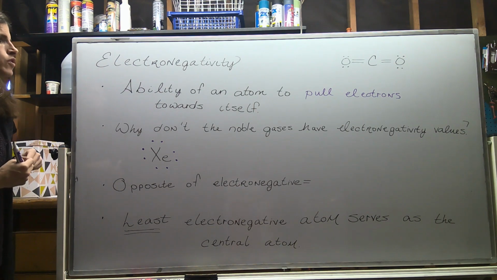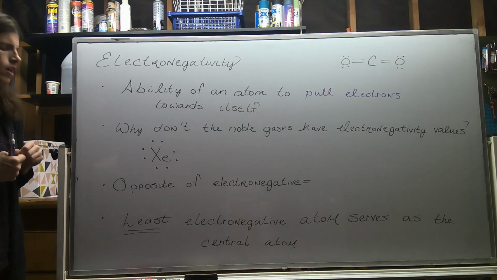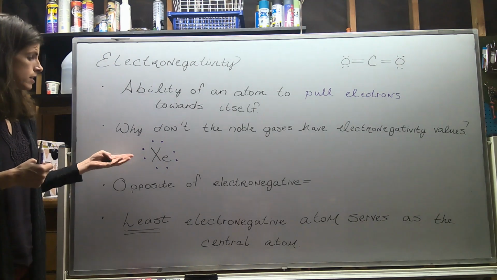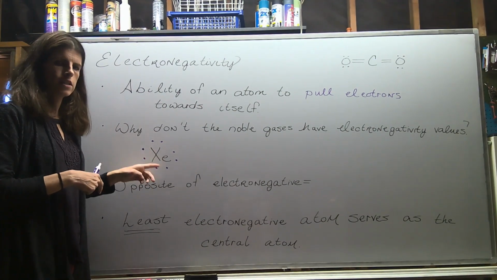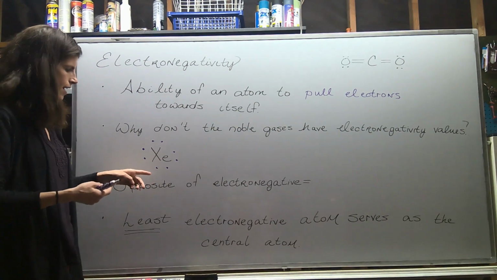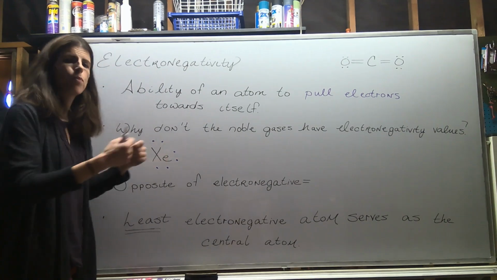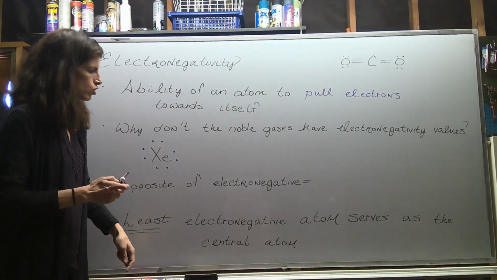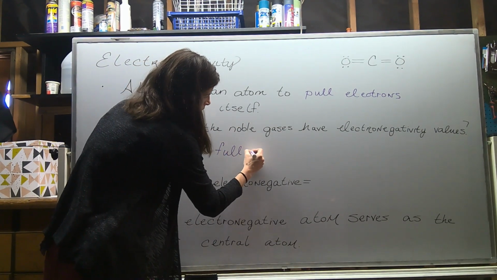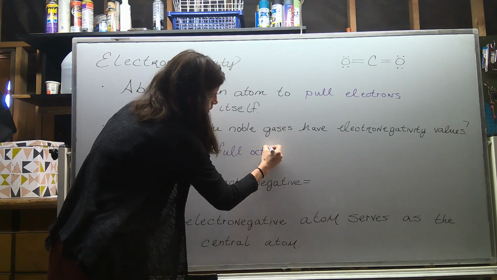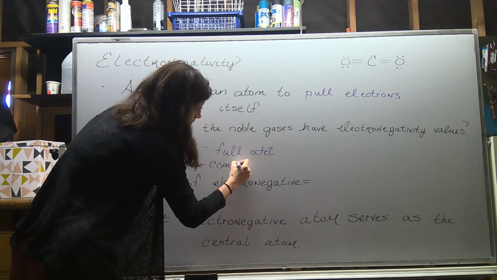So one question that's posed here on this page is, why don't the noble gases have electronegativity values? If you think about what we did on the earlier page, and we drew the electron dot structure of xenon. It's a noble gas, it's in group 8A. There's no space for it to accept or pull in more electrons. So the short of this is they have a full octet. They have all 8 valence electrons that they want, or you can describe it as having a complete valence shell.